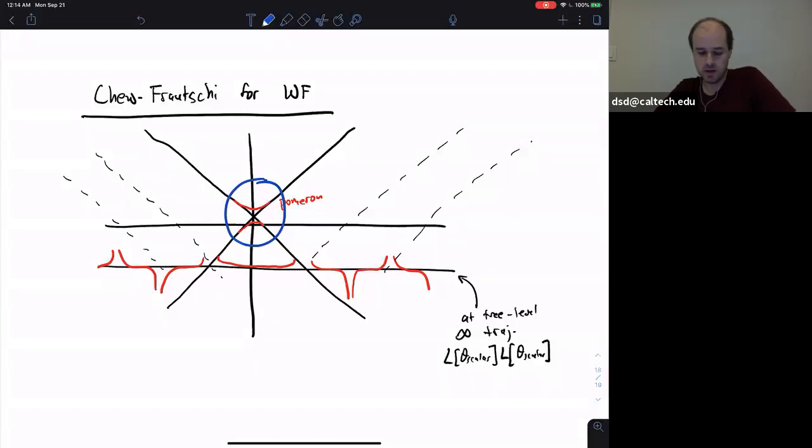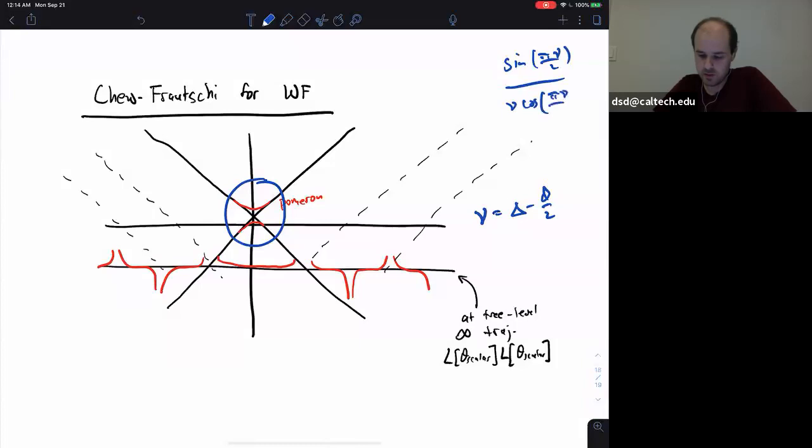So the anomalous spin as a function of this direction, nu is delta minus d over 2. And the function was something like sine of pi nu over 2, over nu, times cosine of pi nu over 2, squared. And that's the thing that's being plotted here with these red lines.